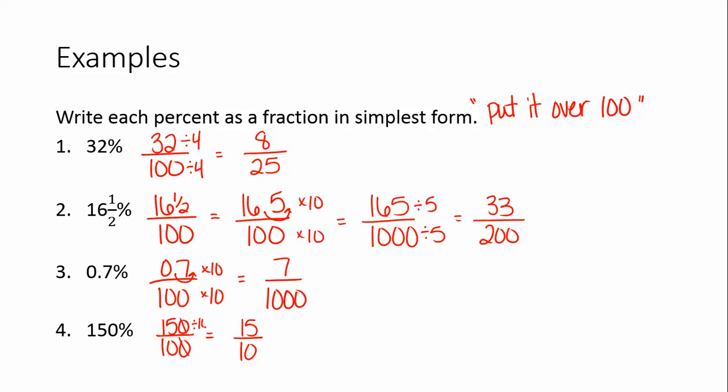Remember, it's like 150 divided by 10, and you take 100 and divide it by 10, you'll get 15 over 10. And now they end in 5 and 0, so they're both divisible by 5. And that gives us 3 halves, or 3 over 2. So 150% is equivalent to 3 over 2 in a fraction.